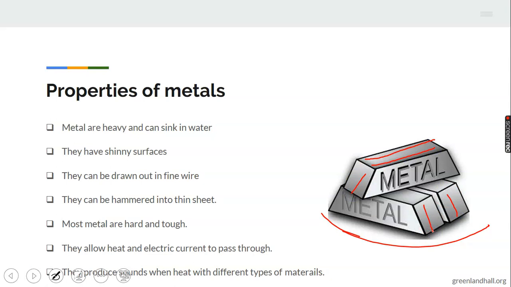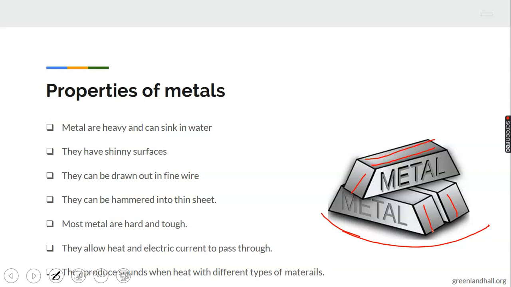Then they can be drawn out into fine wire. You can get wires from metals. Then they can be hammered into thin sheets. You can hammer them and bring out tiny sheets from them. Then they are hard and tough. Metals are hard and tough. Then they allow heat and electric current to pass through them. Metals allow electric current to pass through them.